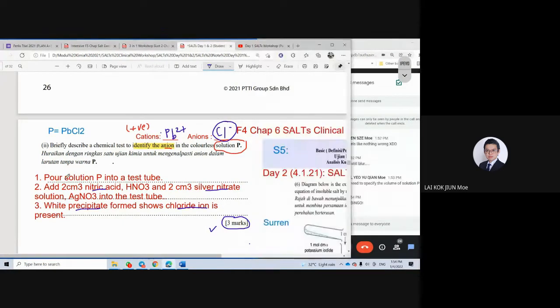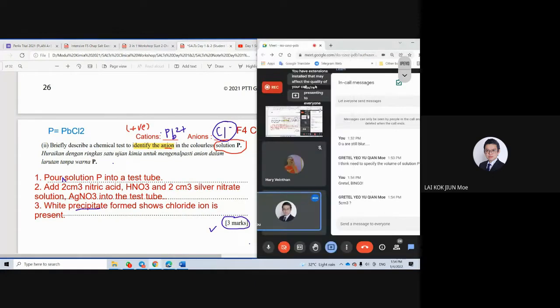Rachel said already, the solution is not good because there is no volume here. How much, Rachel, can you suggest to Mr. Lai? Okay, how much do you think is suitable? Then you can suggest to me. Okay, 5 cm is good. We use 5 cm, no problem.